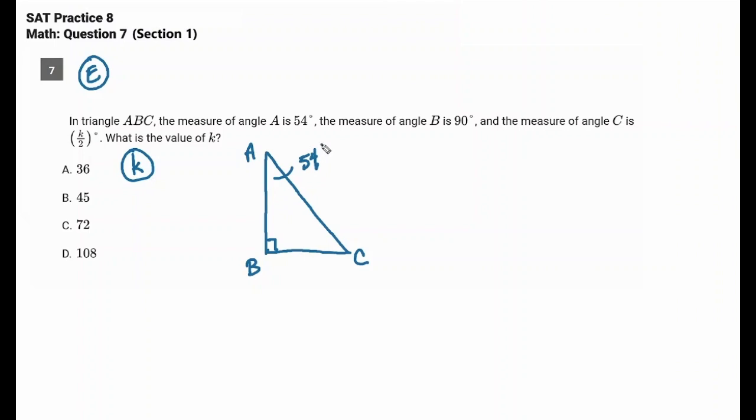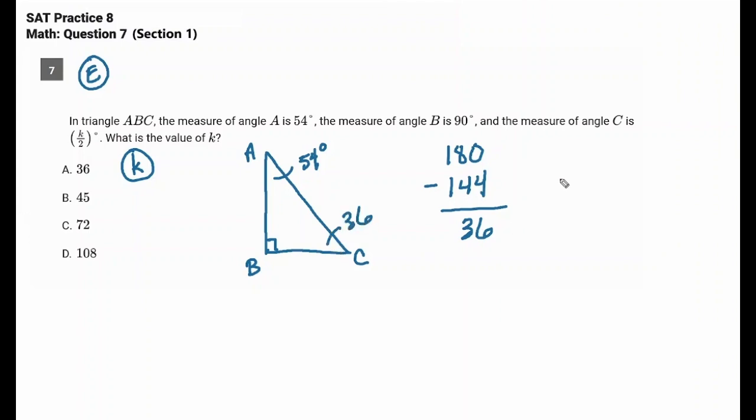So you may not know much geometry, but you know there's 180 degrees in this triangle. And how many degrees do you know about? 90 plus 54. So put that in your calculator. You're going to get 144. You're going to take that number away from 180. Also do that on your calculator. And you're going to get 36. What's 36? Angle C is 36.